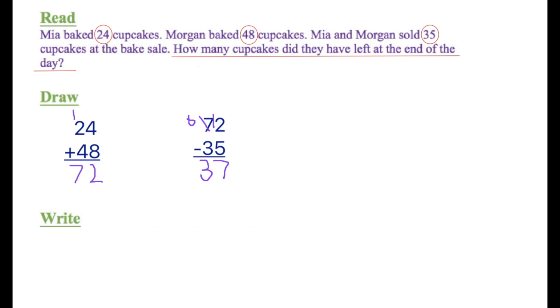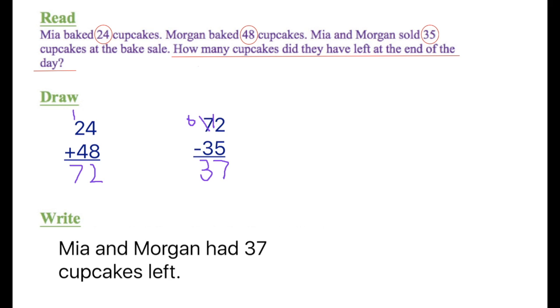Write section. This problem does not ask us to explain, so all we have to do is write our complete sentence. Mia and Morgan had 37 cupcakes left. This is how we use the RDW method to help us solve two-step word problems.